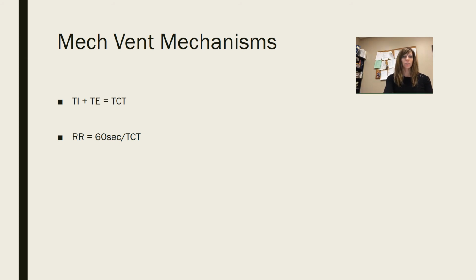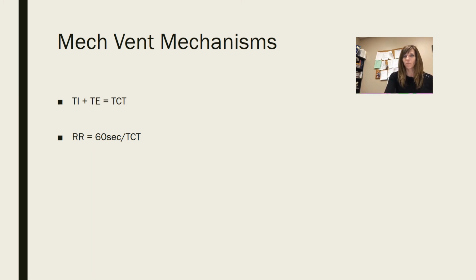That means how long did it take to get the breath all the way in and how long did it take to get the breath all the way out. That's a total cycle. If you want to know their total cycle time, you would just take their inspiratory time plus expiratory time, and then that is used to figure the respiratory rate.